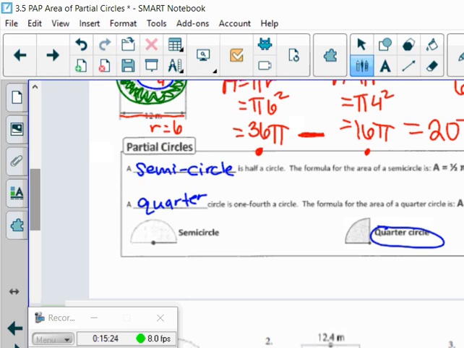Okay, so again, that formula is I would find the area of a regular circle and divide by 4.